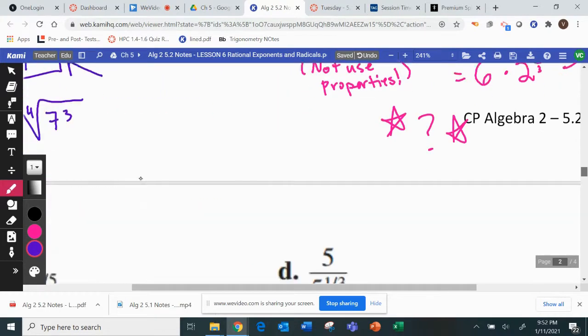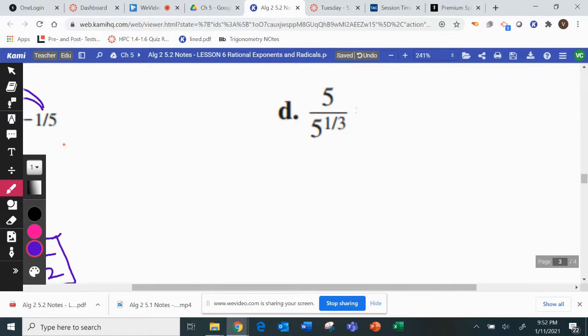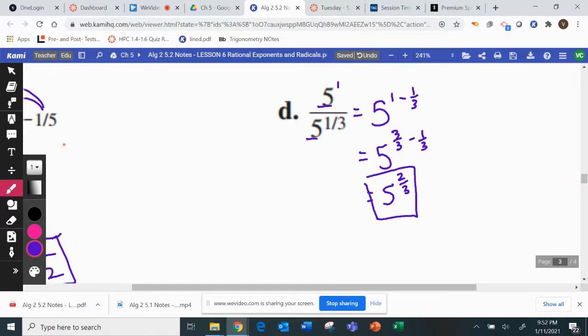Okay, question D is like bases, and they're quotients, they're dividing like bases. So when we do that, we subtract the exponents. So on top, we have an exponent of 1. On the bottom, we've got 1/3. So to subtract these, we need common denominators. So instead of 1, I'm going to make that 3/3 and then minus the 1/3. So get 5 to the 2/3. And that's as simple as I can go because the power is less than the root.